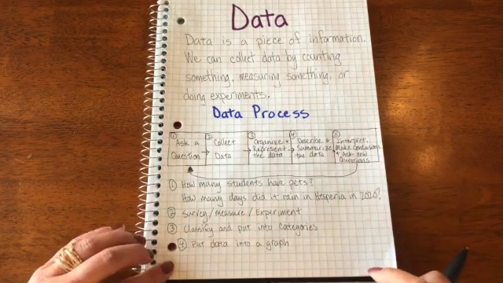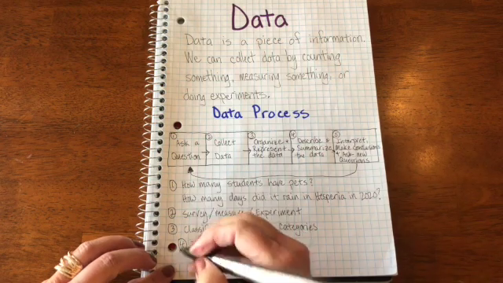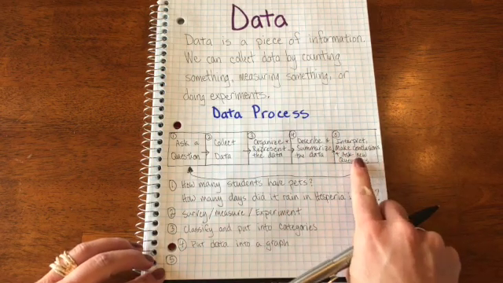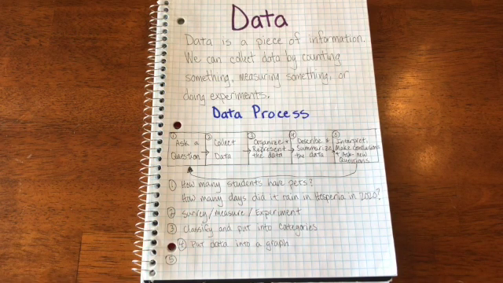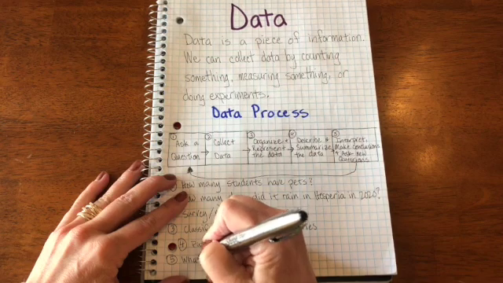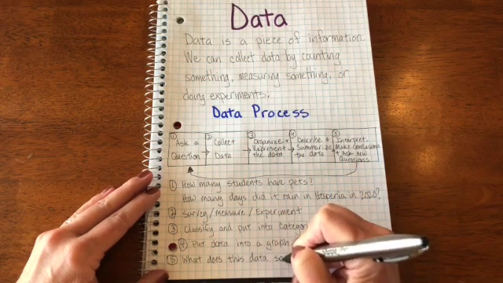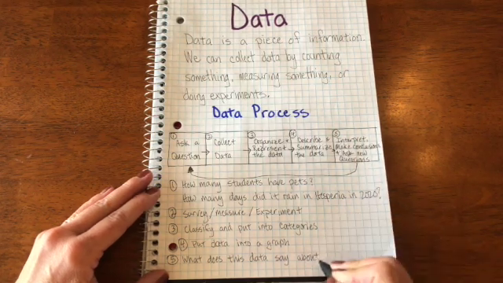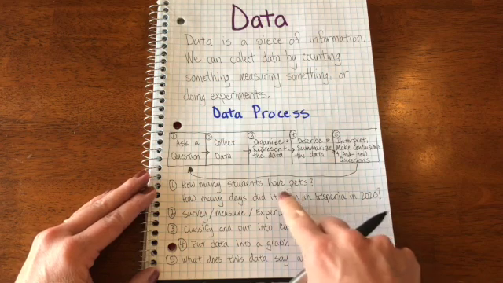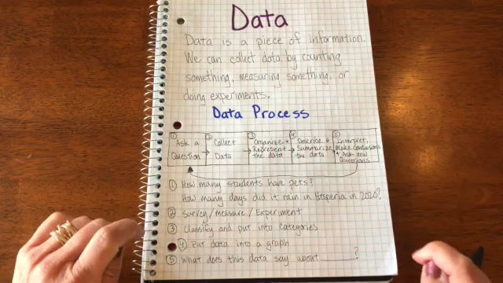Now this will all make a lot more sense once we get practicing. Okay, number 5, the last part right here. When you're interpreting and making conclusions, that's when you are going to ask yourself, what does this data say about whatever you took your survey on or whatever you did your experiment on? For example, what does this data say about how many students have pets? Maybe it says only 25 students out of 50 students have pets.